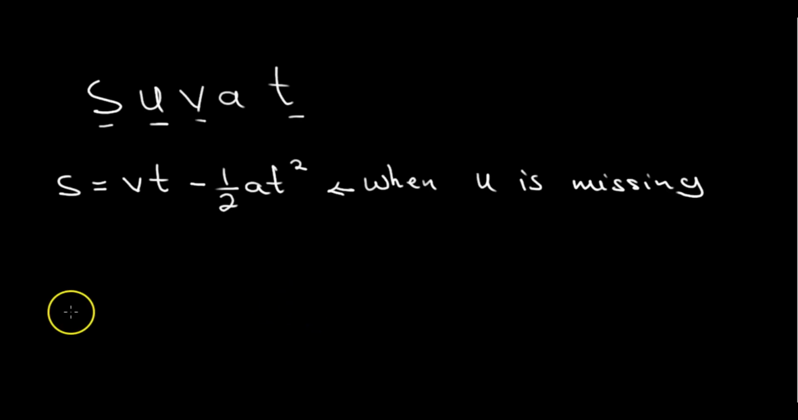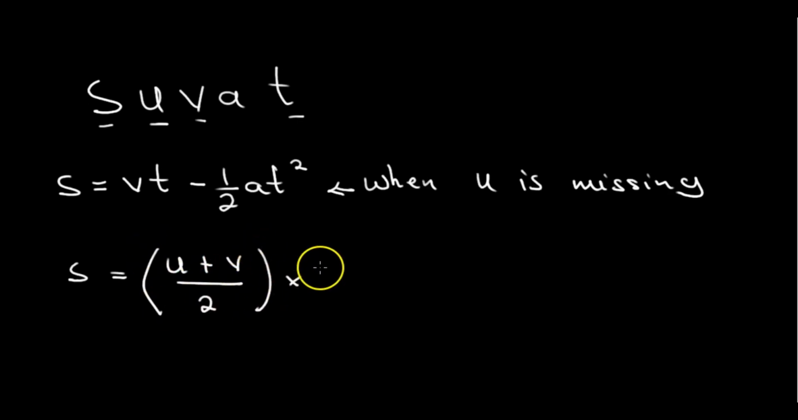Now what about A? When A is missing, we use what I call the virgin formula, S equals U plus V divided by 2, multiplied by T. So you can see we have 4 of the quantities, and you can use this. So A is missing out of this. The reason why we don't give much attention to this is that acceleration is very important, because these equations are only possible at constant acceleration.